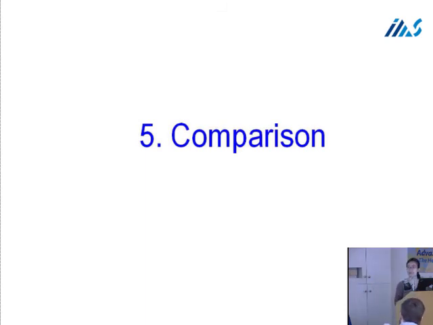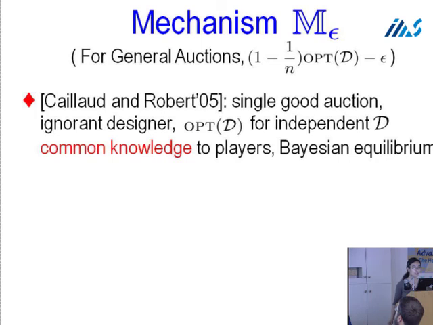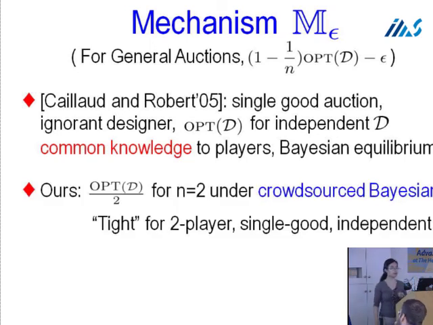So here is some comparison of our result with existing related results. First, what we can say about the first mechanism in the general auctions. Remember there we achieve 1 minus 1 over n of the optimum benchmark. And we know from the literature that Claude and Robert have this result about single good auction where the designer is also ignorant. And there, they generate optimal revenue under Bayesian equilibrium. As a comparison, what we do for, say, 2 players is half of the optimal revenue under crowdsourced Bayesian.